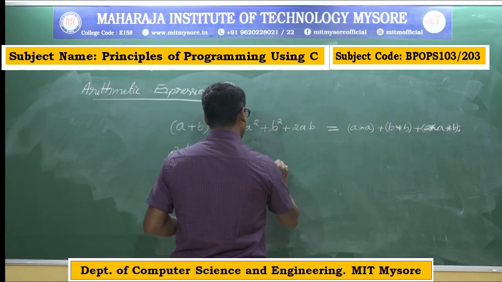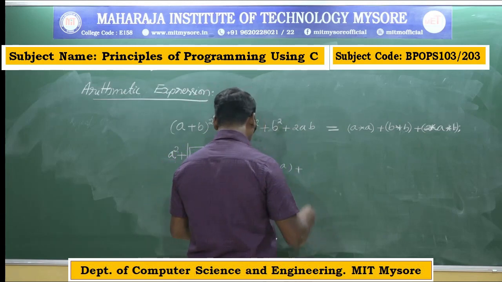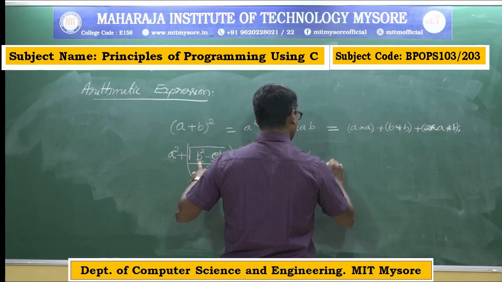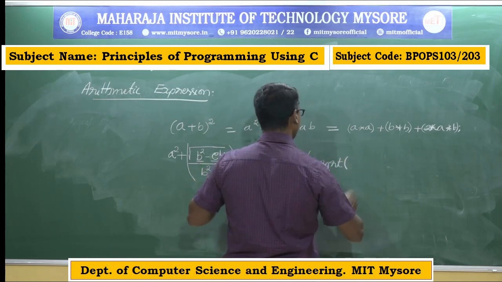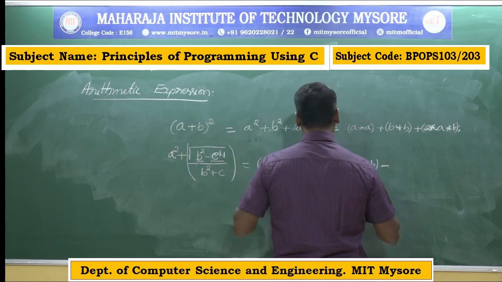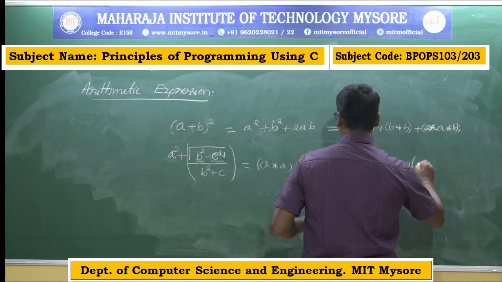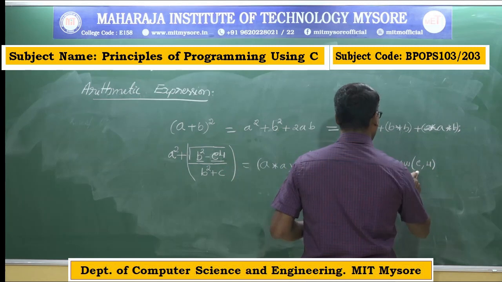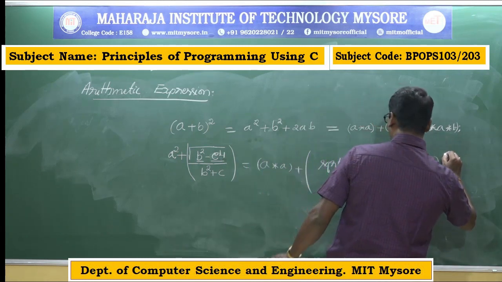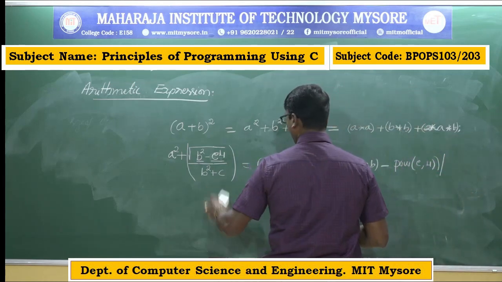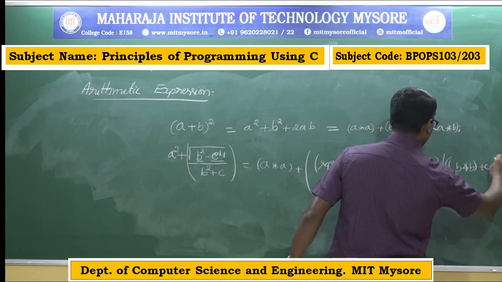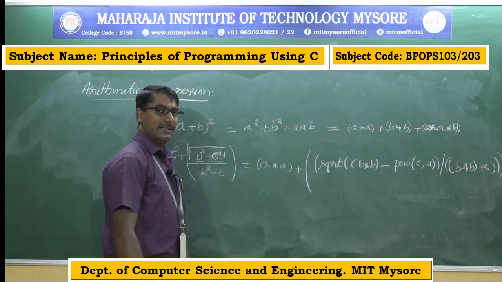So first we need to write a into a plus, we have a function called sqrt. It's a mathematical function, sqrt of b square. We can write b into b minus, we have a function called pow, power of e comma 4. Now it will calculate e to the power of 4. After performing the square root operation, this value will be subtracted by b into b plus c. Okay, this is the C equivalent expression.